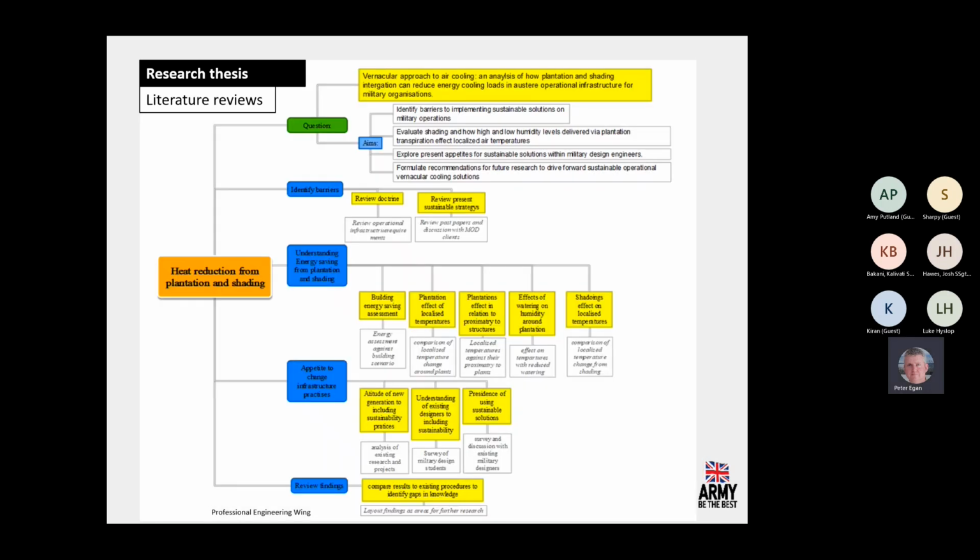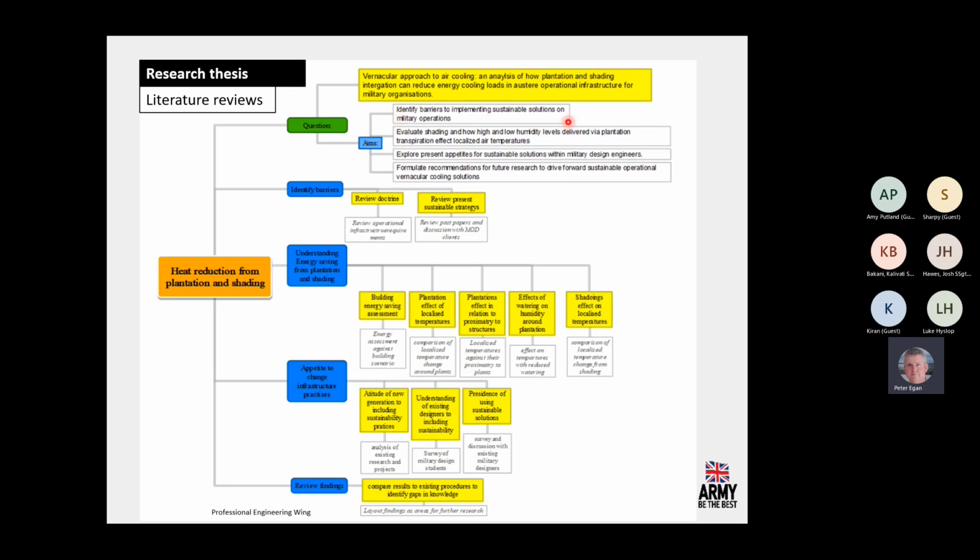Now, this is a breakdown of how I did my dissertation when I was doing it for my master's, but it's the same methodology. So you can see here at the top, I broke down my aims. There's the question. These were my aims. These were my objectives within my aim.